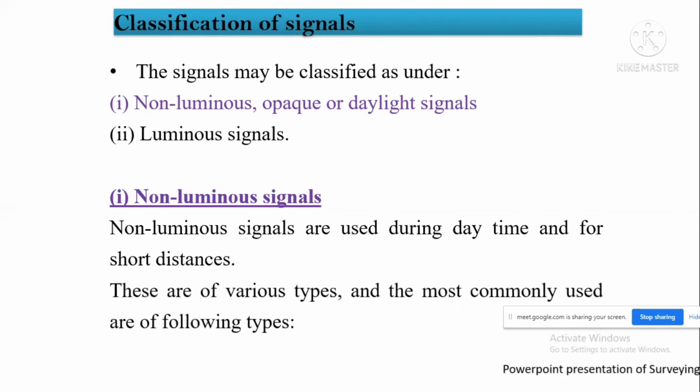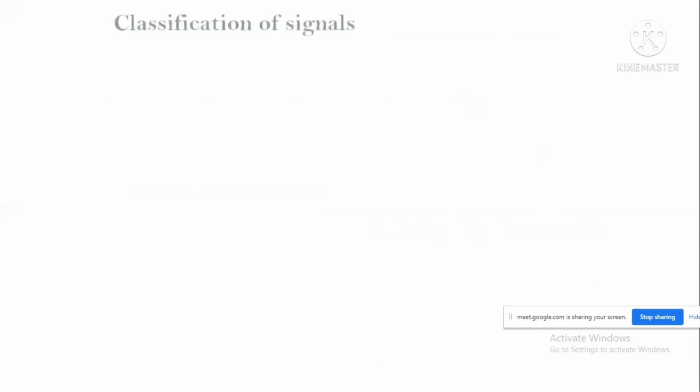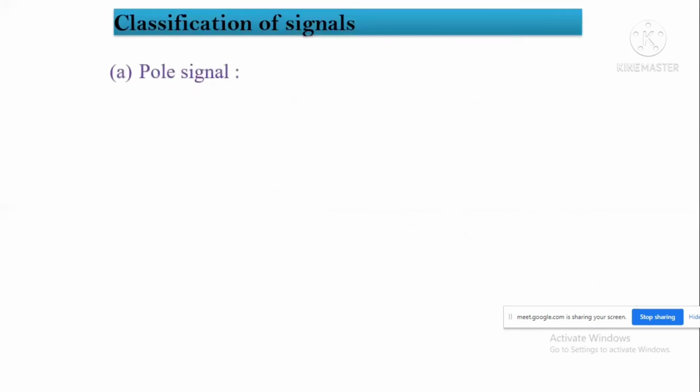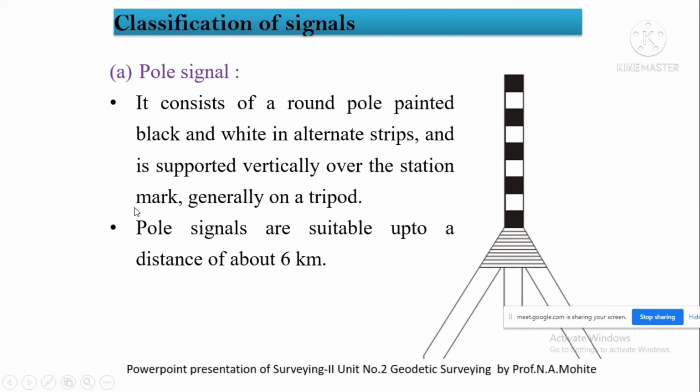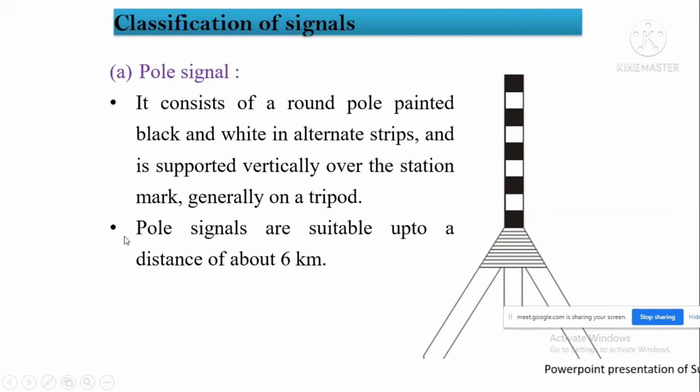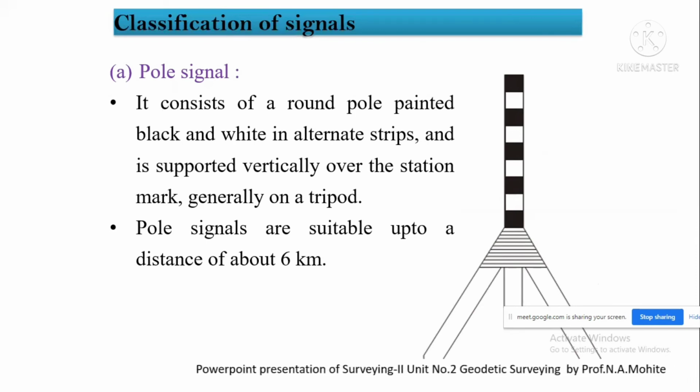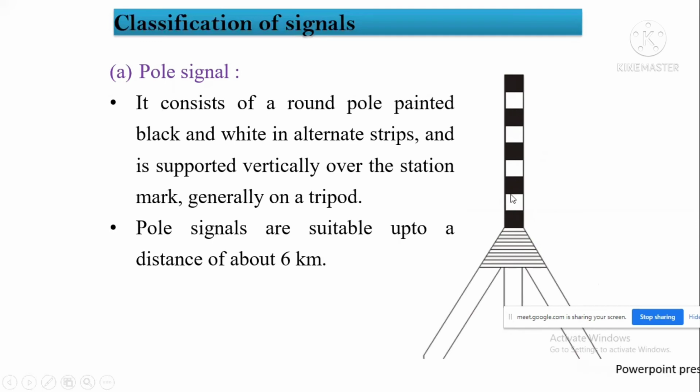There are various types, and the most commonly used type is the pole signal. You can see it like this. It consists of a round pole painted black and white in alternate strips and is supported vertically over the station mark, generally on a tripod. These pole signals are suitable up to a distance of about 6 kilometers only. You can see here it is kept over the tripod stand, alternately colored with strips of black and white.